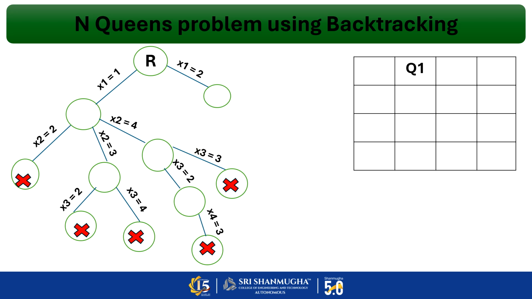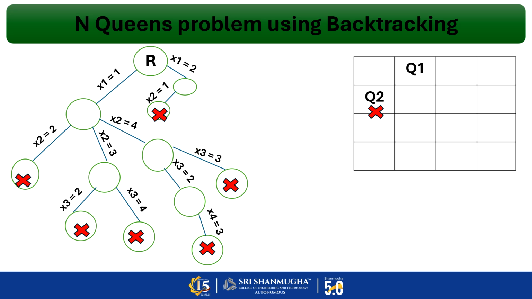That is x1 equal to 2. So x1 equal to 2 means queen 1 is placed in the second column. The value of x1 indicates a column. Okay. So now x1 equal to 2, so queen is in the first row, second column. Now let us construct x2 equal to 1. x2 in the sense queen 2. So queen 2 in the first column.